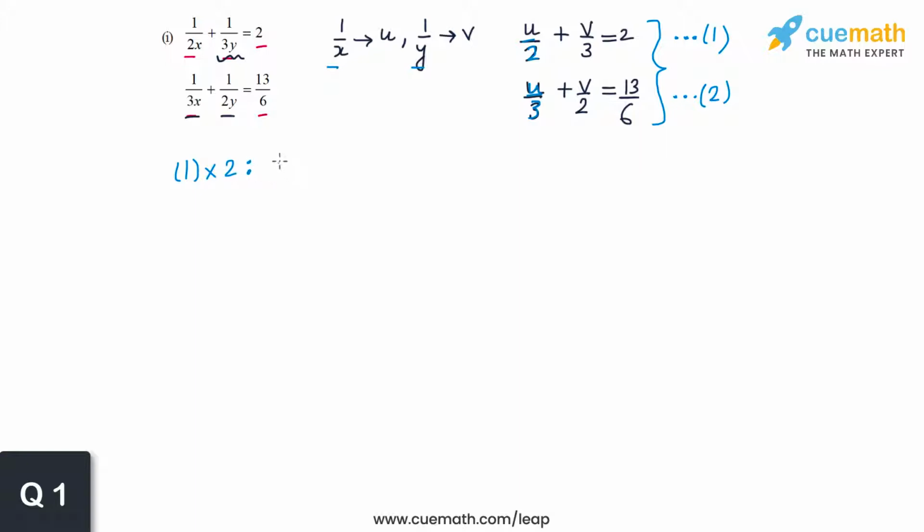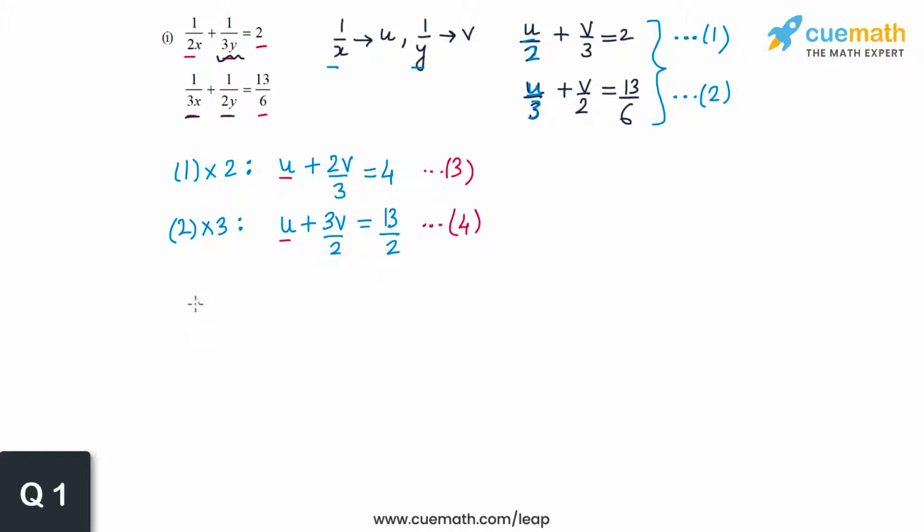What does this give us? It gives us u + 2v/3 = 4. And now let's multiply the second equation by 3, and this will give us u + 3v/2 = 13/2. And now let's call this equation 3 and let's call this equation 4, and if we subtract the two equations, the u terms will cancel out because their coefficients are the same. So let's do that. So we do 4 minus 3.